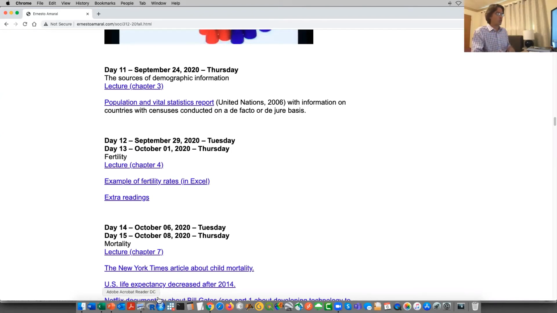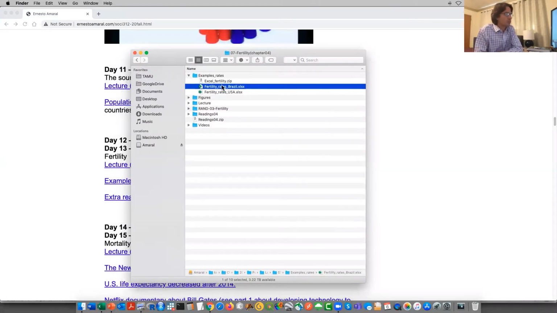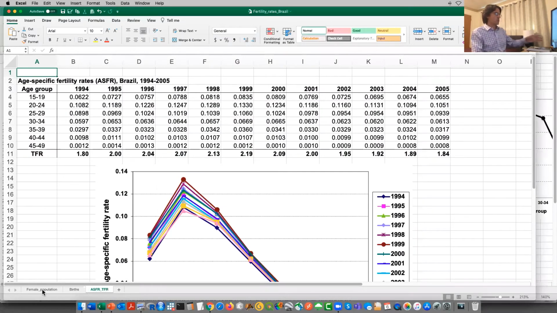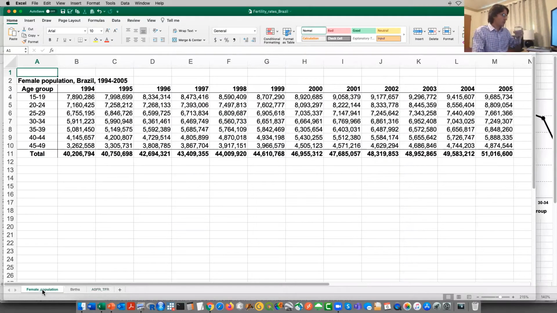And it's going to be clearer in the Excel tables. So in the Excel tables, if you just download this file, this Excel fertility.zip, we're going to have two files here: fertility rates in Brazil and fertility rates in the US. And the one in Brazil is really simple. I just went into a Brazilian website and I got information about the number of women in each one of these years for each one of the 7 5-year age groups.